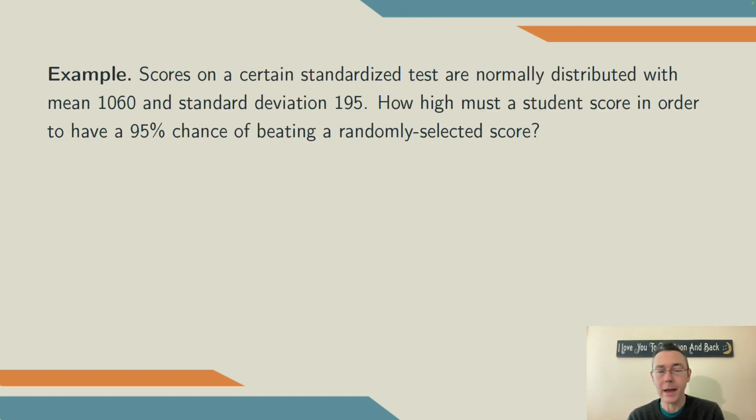Here's one more for you to try. Scores on a standardized test are normally distributed with mean 1060 and standard deviation 195. How high must a student score in order to have a 95% chance of beating a randomly selected score? So pause and give that a try.